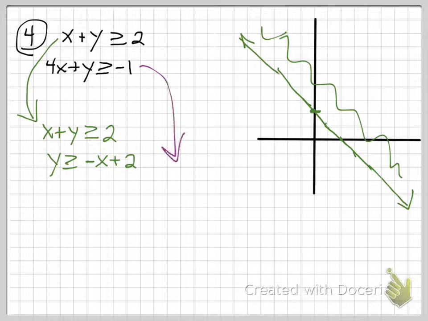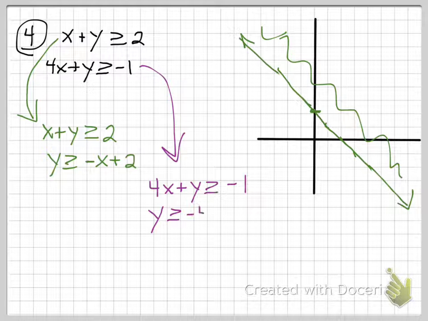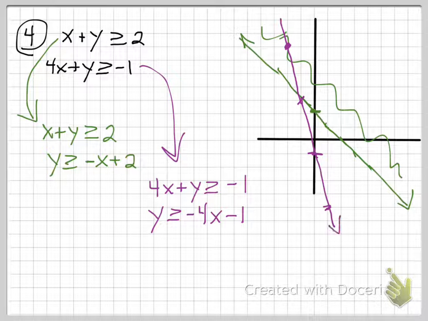Now let's look at the second equation. Second inequality, what are we doing? Well, we got to get the y by itself. So I have to subtract the 4x. So I'm going to have y greater than or equal to negative 4x minus 1. So my y-intercept's at negative 1. That's where the constant is. And then I'm going to go down 4 over 1. And we're drawing a solid line on this one as well, because it has that inequality with an equal sign.